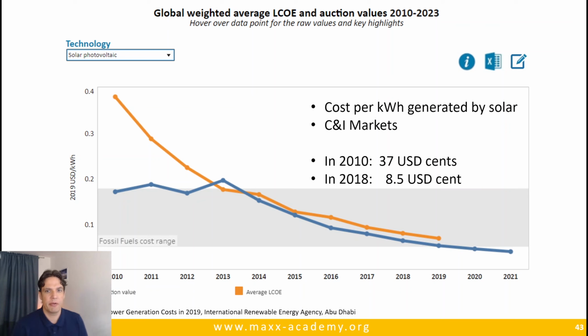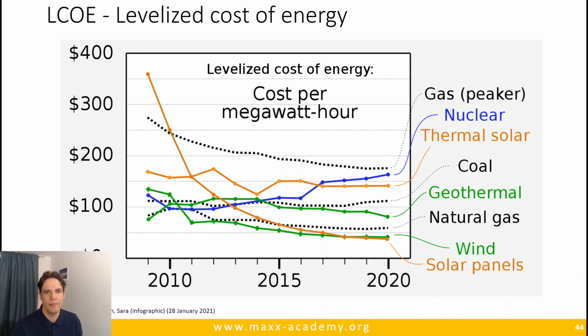Okay, now that we have a better grasp on LCOE, let's have a look at a few graphs and examples. According to this report by Arena, the LCOE cost per kilowatt hour in 2010 was 37 USD cents. In 2018 it came down to 8 USD cents. This is a reduction of 77% in just 8 years. This is a massive reduction and one of the main reasons why solar has grown so much. These prices are being offered at commercial industrial level and in mature markets.